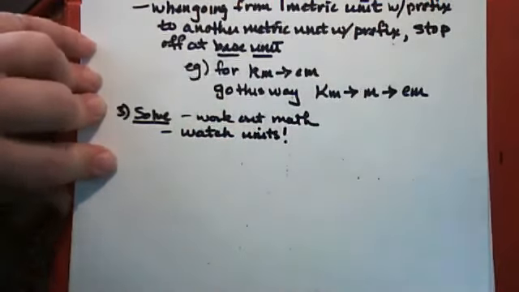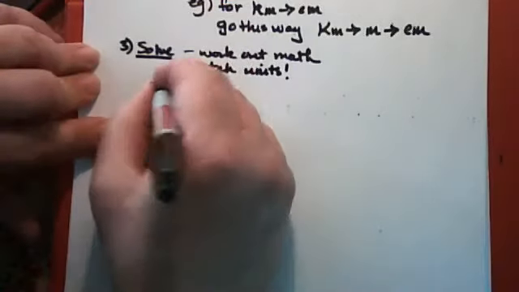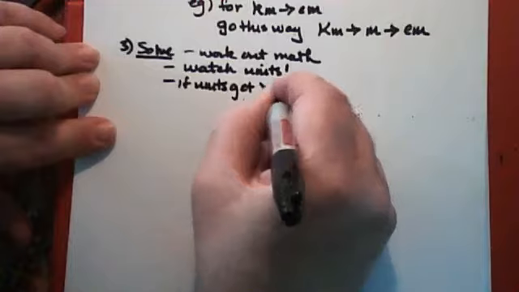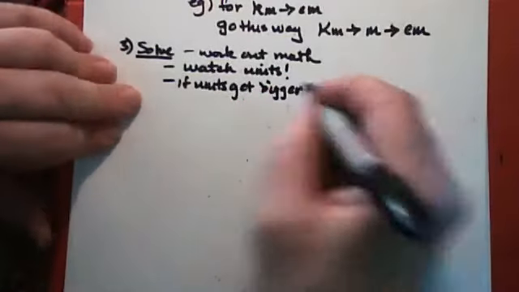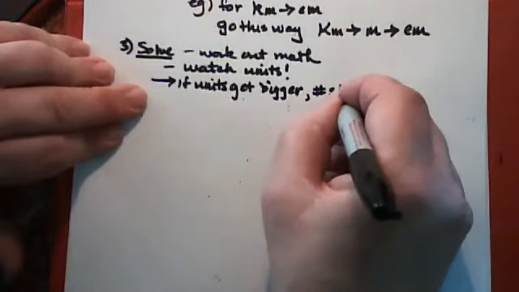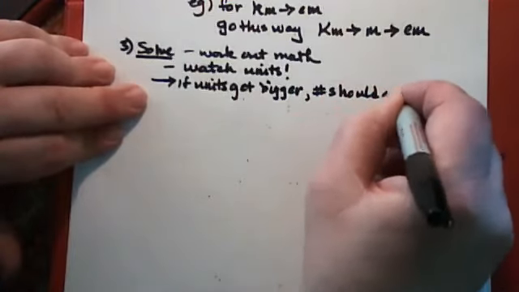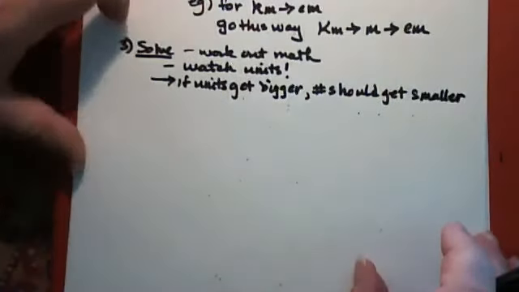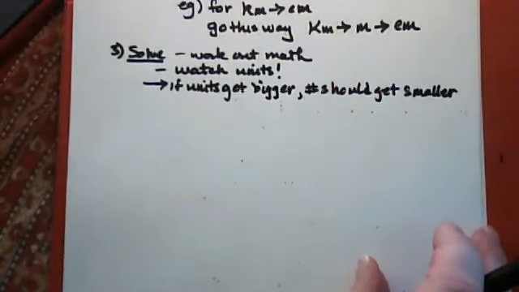And pay attention to the units. One hint in watching the units is that if the units get bigger, the number should get smaller. Because again, you're trying in fact not to change the magnitude of the quantity that you're measuring. You're trying to express it in a different way. And so if you're measuring with bigger units, you better have less of them.